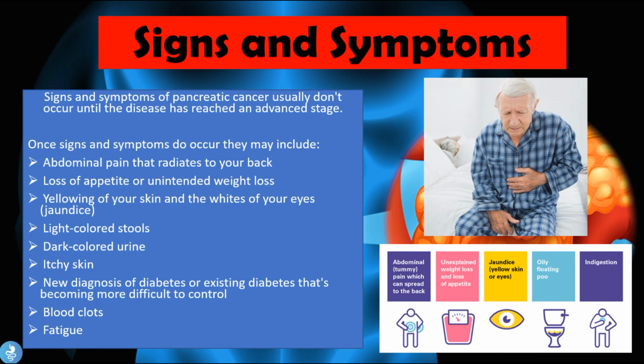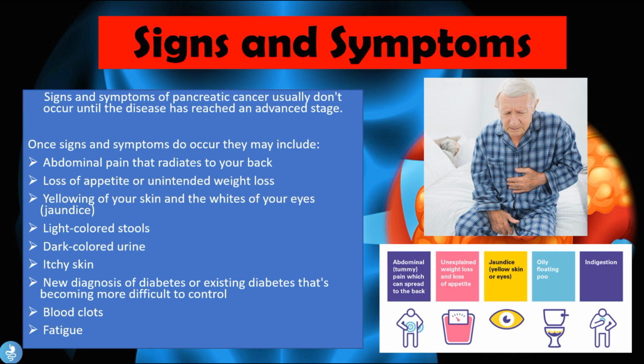So now let's talk about some signs and symptoms of pancreatic cancer. So signs and symptoms of pancreatic cancer usually don't occur until the disease has reached an advanced stage. So if you remember in the first slide, in the introduction of this topic, we discussed that these patients don't usually have a very good survival rate because they are usually diagnosed only in advanced stages of the disease. And that's because most of them remain asymptomatic in the beginning stages of the disease.